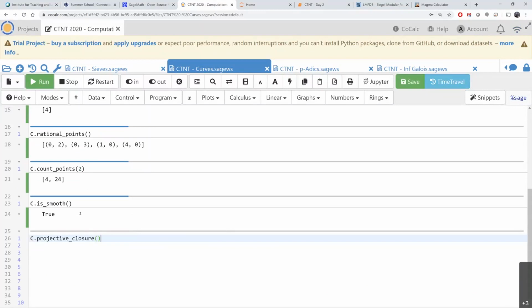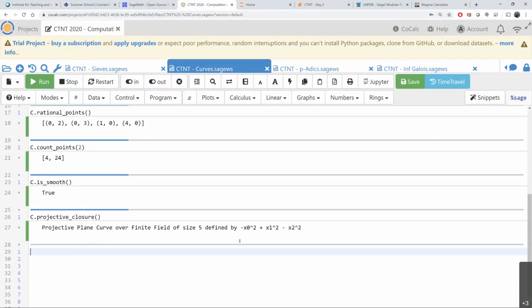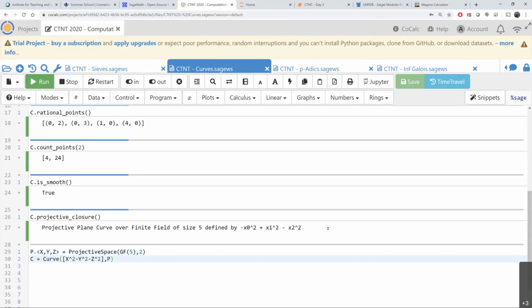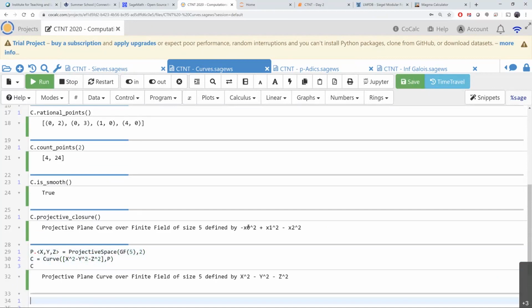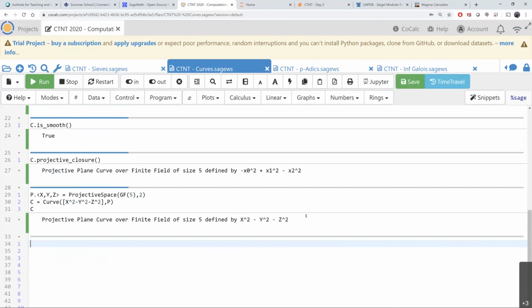You might want to actually fix yourself what your projective coordinates are. So let's start a projective space ourselves like this. And this is going to be projective space still over the field of 5 elements, 2-dimensional. This is a projective plane. And I'm going to define the curve, which is the projectivization of my curve in projective space. That's the ambient space, and I can call it. And now it's giving me the finite field and the curve in projective coordinates.